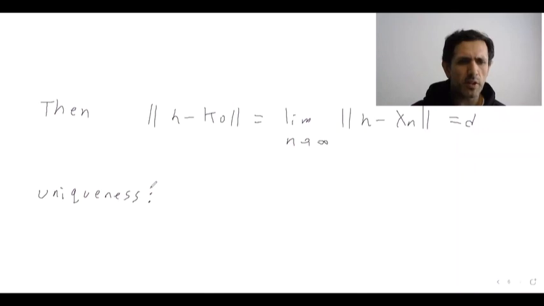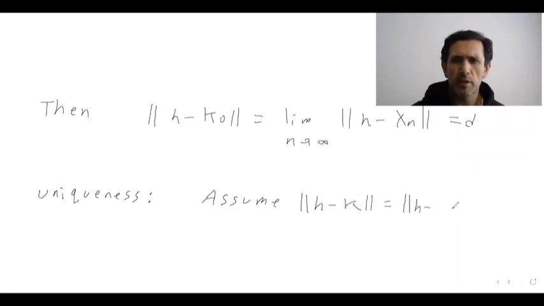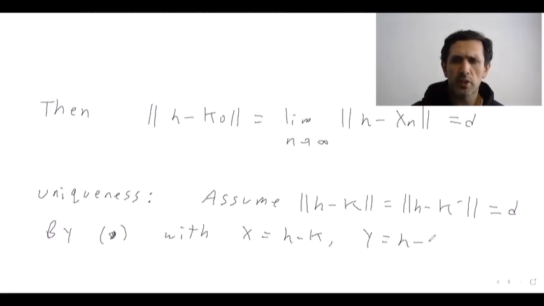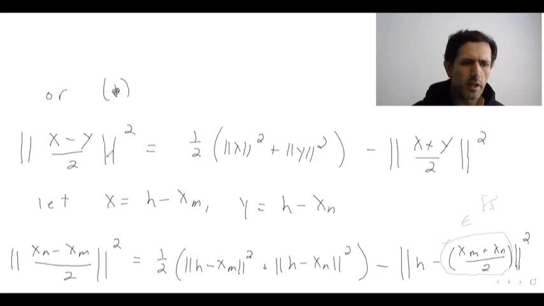And uniqueness is fairly straightforward. Let's just assume we have two elements in K. Let's call them K and K prime, where the distance between H and both of these gives me D. Okay, so by star, with X equals H minus K and Y equals H minus K prime, so plug in H minus K and H minus K prime for X and Y respectively.